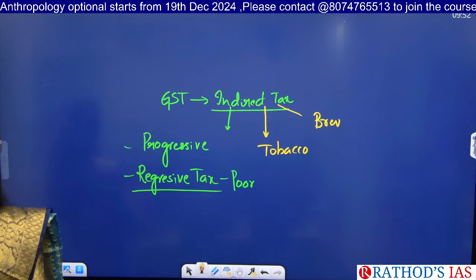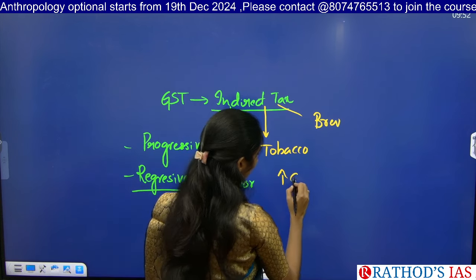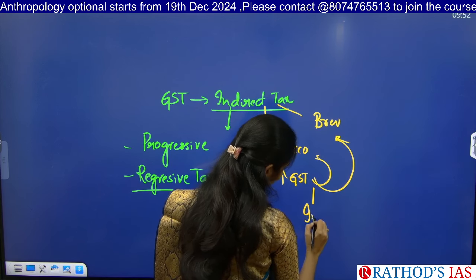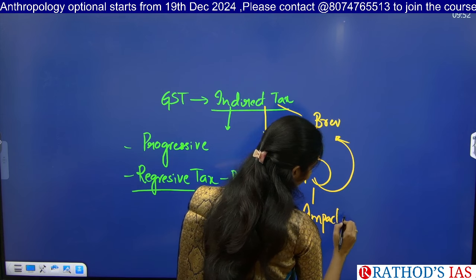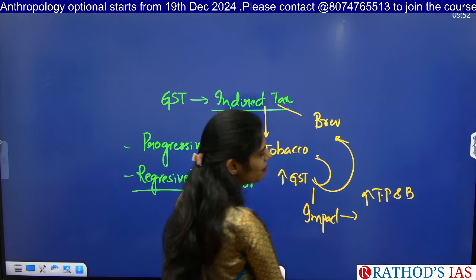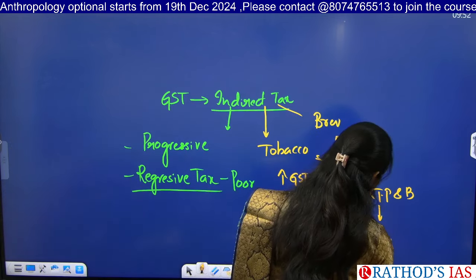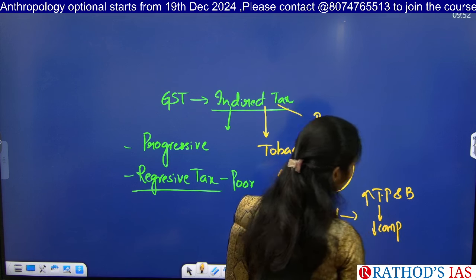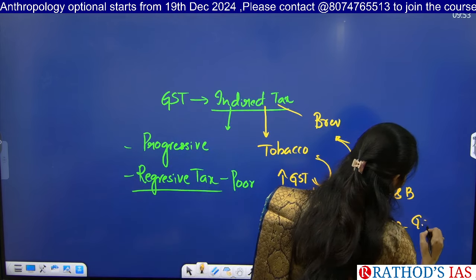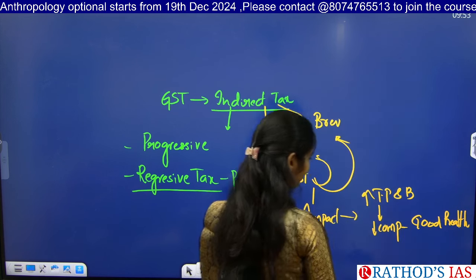Then what will be the impact? So if you are increasing GST on tobacco and beverages, what will be the impact? Okay, the price of these tobacco products and beverages increases. So what happens whenever there is an increase of price? Decreasing of consumption. So because of this decreasing consumption, what happens? Good health. So we can improve the health of the people, like Preetham.